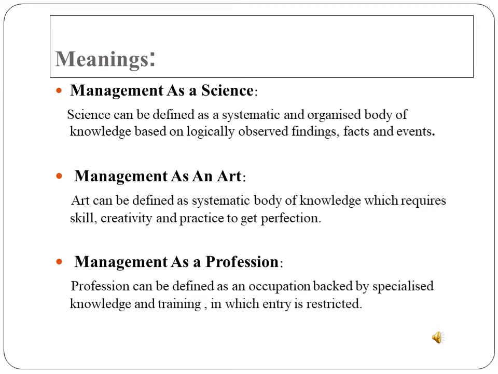The last one is management as a profession. Profession can be defined as an occupation backed by specialized knowledge and training in which entry is restricted. Now let's take an example. If a person wants to be a lawyer, he should have a law degree, right? If a person wants to be a doctor, he should have a doctor's degree, right? So that is why every profession is backed by specialized knowledge and training.